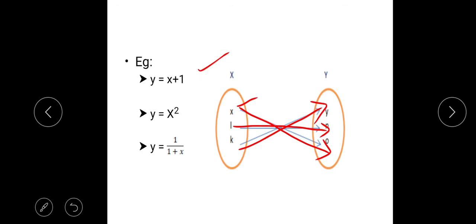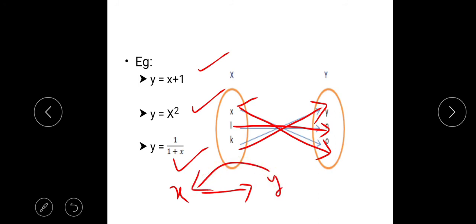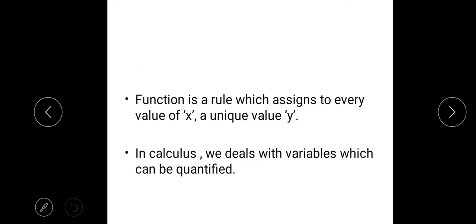y is equal to x plus 1, y is equal to x square, y is equal to 1 by x, and so on. So in each of these examples, if you put any value for x, you will get the corresponding y value. So y and x are connected by a relation, and we denote this by the symbol y is equal to f of x, like this. So a function is a rule which assigns to every value of x a unique value y.